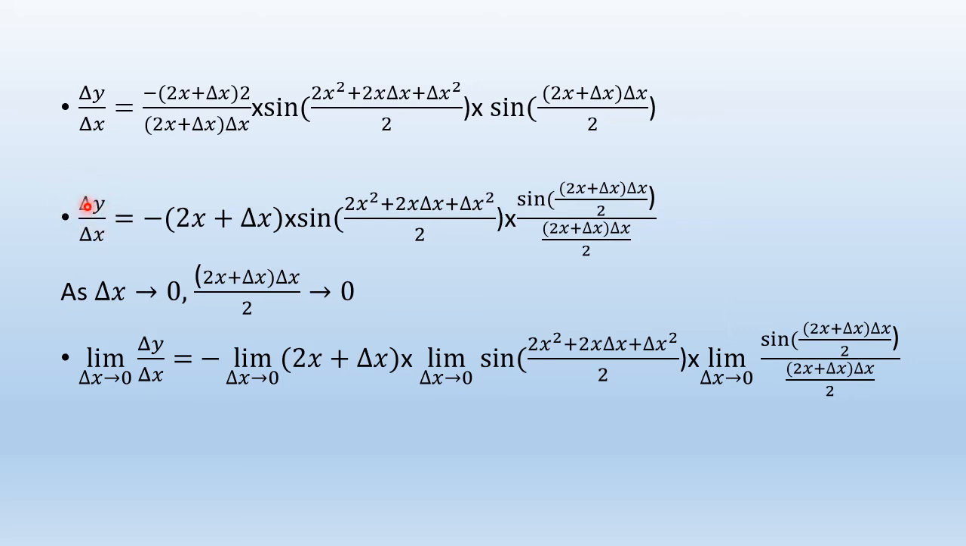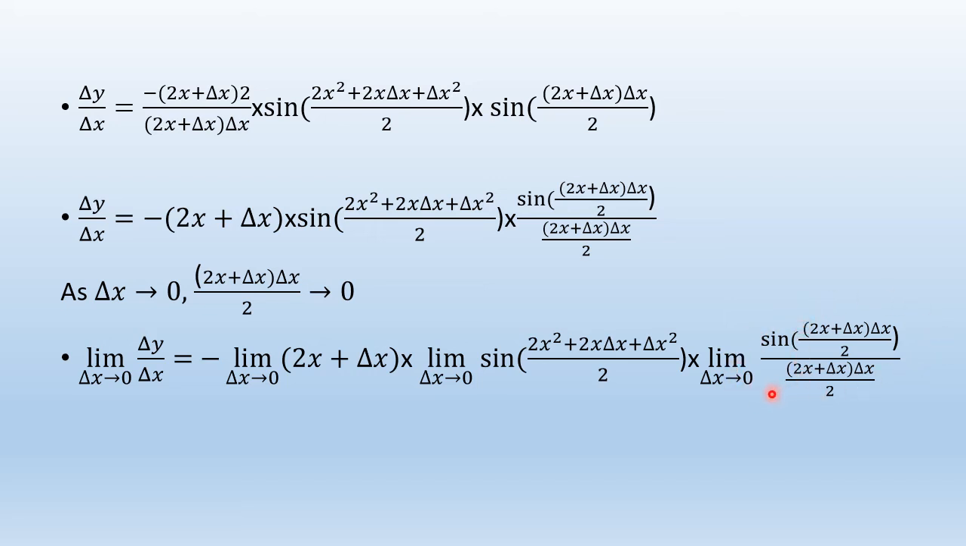Limit when del x tends to 0 of del y by del x minus limit when del x tends to 0 of 2x plus del x into limit when del x tends to 0 of sine of this whole expression into limit when del x tends to 0 of sine of 2x plus del x into del x by 2 divided by 2x plus del x into del x by 2. You can see it is in the shape of sine theta by theta, and when del x tends to 0, this whole expression becomes 0. So this whole limit becomes 1.